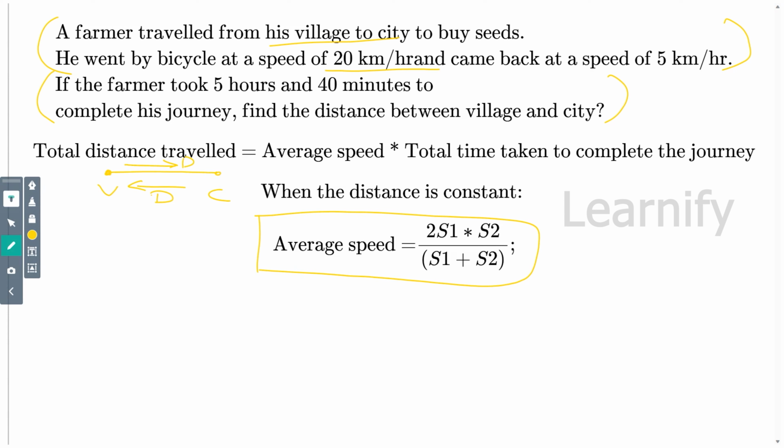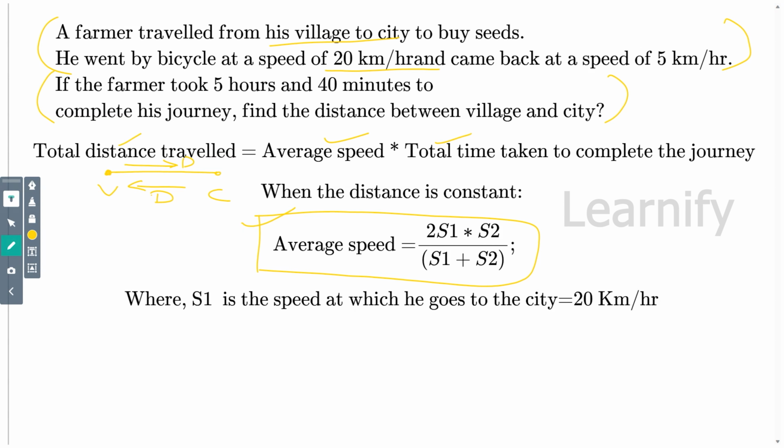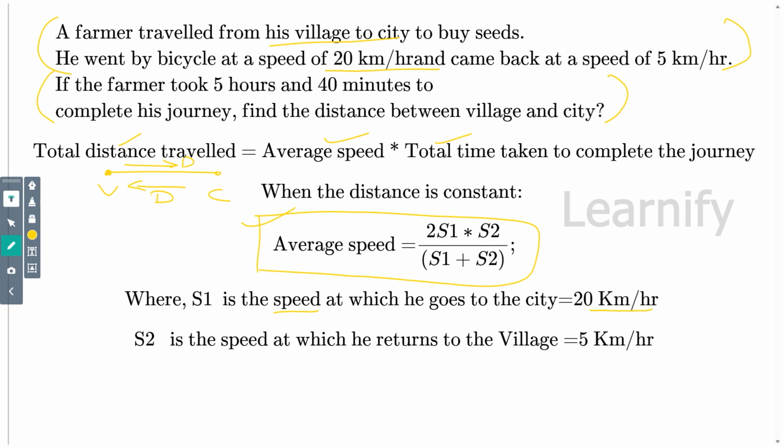What is the basic formula? Distance is equal to average speed into total time. For solving the second half of the problem, the first half of the problem is solved using this equation. What is S1? S1 is the speed at which he goes to the city, 20 km per hour. What is S2? S2 is the speed at which he returns to the village, 5 km per hour.